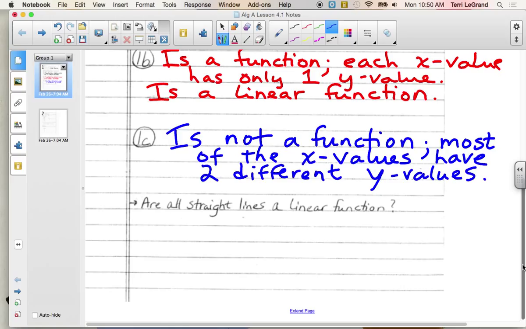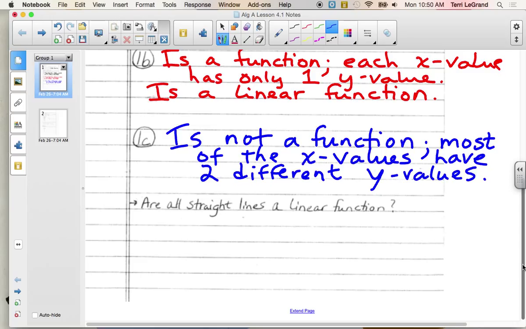Dakota says, what if you have a vertical line? Would a vertical line represent a function, first of all? It's straight, I'll give you that, but does each x value have only one y value? No, in fact, on a vertical line, there's only one x value, isn't there? All the x values are the same, but all the y values are different. So Dakota is right. We're going to have to answer that question no.